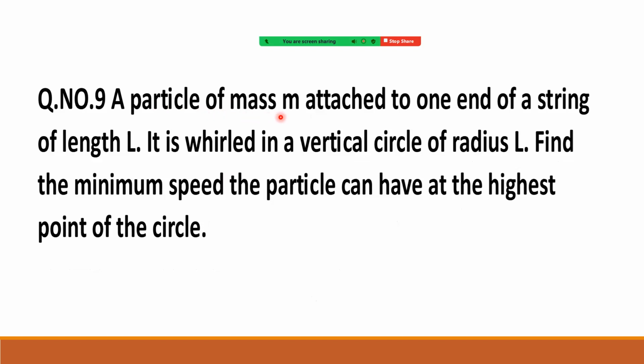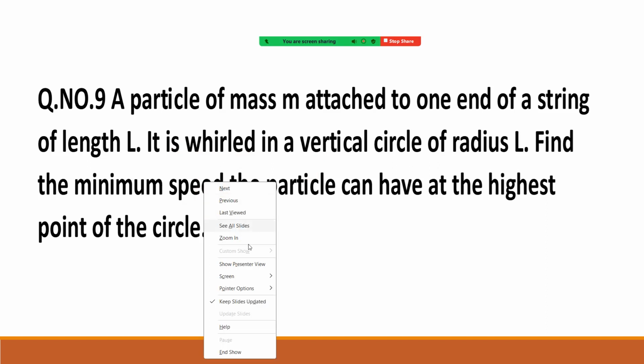See the next one. A particle of mass m is attached to one end of a string of length L. It is rolled in a vertical circle of radius L. Find the minimum speed the particle can have at the highest point of the circle. String length is L, attaching a point mass m, asking the minimum speed at the highest point of the circle. Okay. So again, we have to focus on the free body diagram first of all.